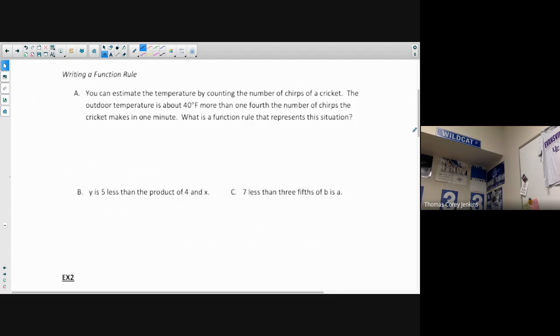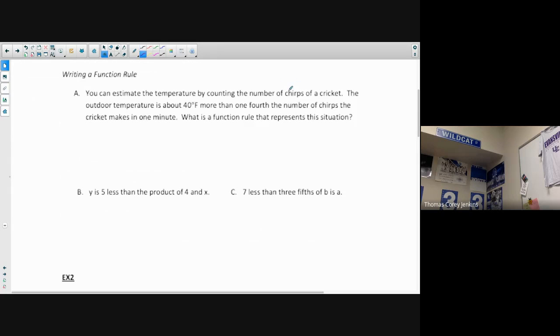Example 1A says that you could estimate the temperature by counting the number of chirps of a cricket. The outdoor temperature is about 40 degrees more than 1/4 the number of chirps the cricket makes in 1 minute. What is a function rule that represents this situation? I guess the hardest part is going to be coming up with the variables and what goes where. All right, so you got to know first of all that there are two variables in this situation, that one depends on the other. So what would those be?